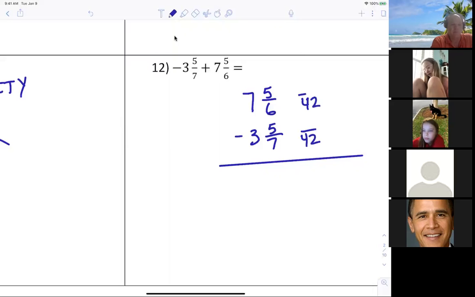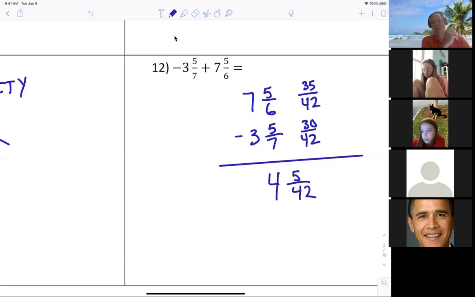So the top fraction would be the numerator. That one is 35 and the next one is 30. Which is nice because we're subtracting and we don't have to borrow. So 5 over 42. Everybody okay with that?